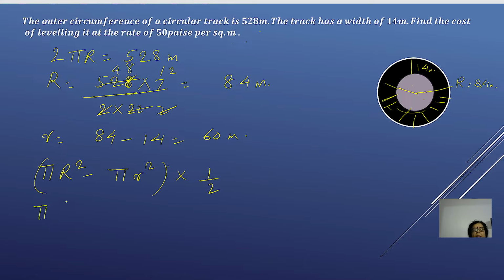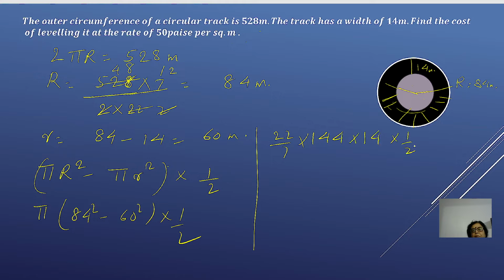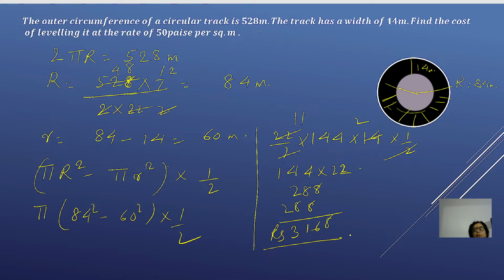So take out pi common and this becomes 84 square minus 60 square, into half. If you simplify this further, you will get 22 by 7 into 84 plus 60, that is 144, into 84 minus 60, which is 24, into half. So this becomes 144 into 22. So we can multiply this: 8, 16, 11, 3168. So the total cost is rupees 3168.